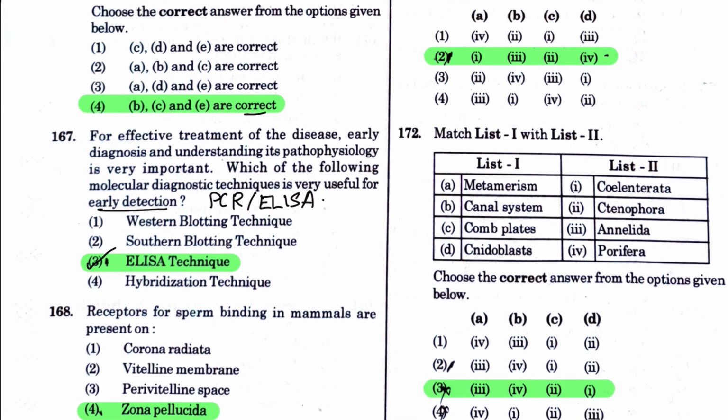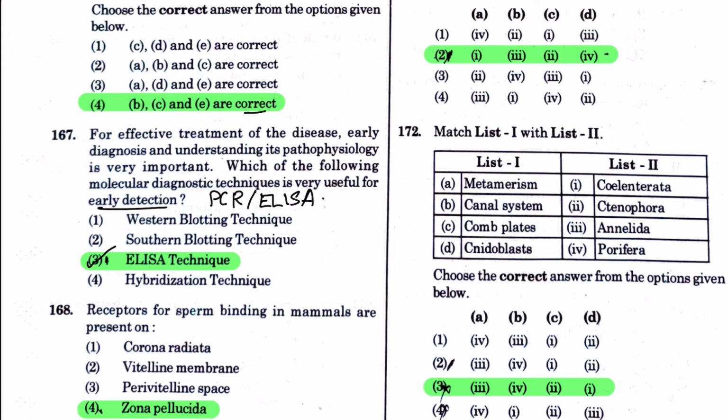Receptors for sperm binding in mammals are present on. This is a kind of tricky question. We know we'll have secondary oocyte. This secondary oocyte is covered with the non-cellular layer called zona pellucida. This zona pellucida will have receptors and the sperm will bind with the receptors present in the zona pellucida. Only then the acrosin will digest the zona pellucida. Now the sperm nucleus and the secondary oocyte, which will be converted into ootid by completing meiosis II, will fuse, giving rise to zygote. So the answer is zona pellucida.